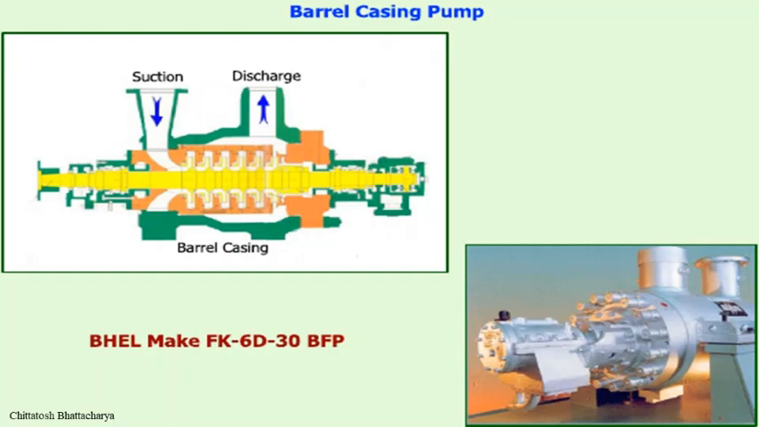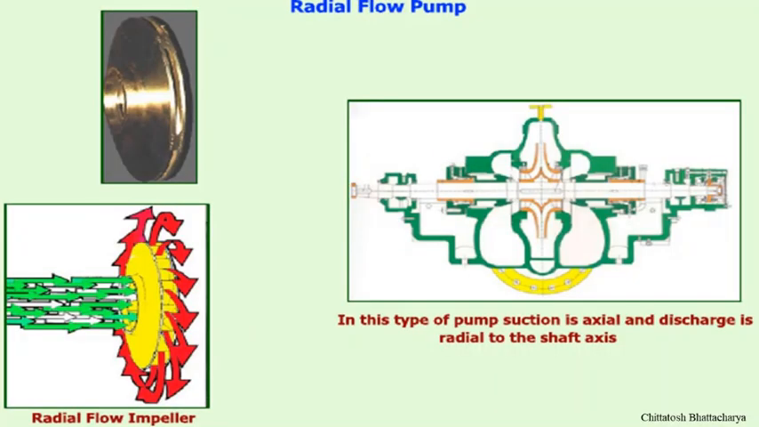According to flow pattern, pumps can be classified into three categories: radial flow, axial flow or mixed flow. In radial flow, pumps are sucking the liquid along the axis and discharging it radially. There may be single inlet or double inlet type. That means suction may be taken from one side or from both sides. If it is from both sides, the thrust balancing is better.